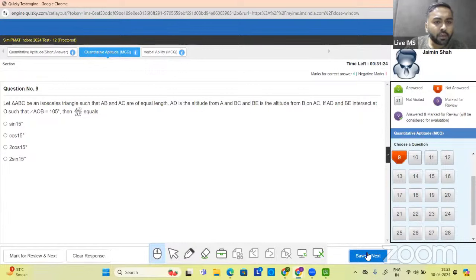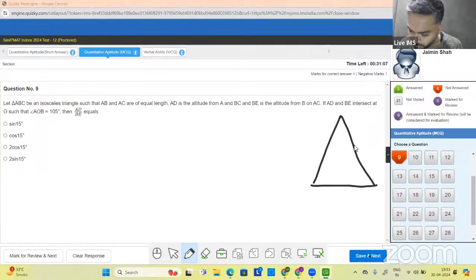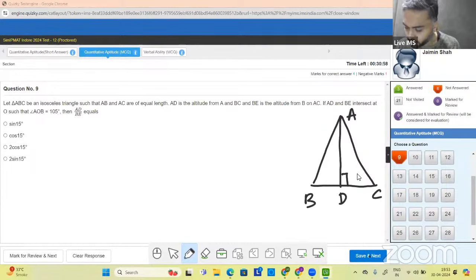Let ABC be an isosceles triangle such that AB and AC are equal in length. AD is the altitude from A. Okay, ABC is an isosceles triangle, AD is an altitude from A on BC, and BE is an altitude, this is E. If AD and BE intersect at O, this is O, and angle AOB is 105.